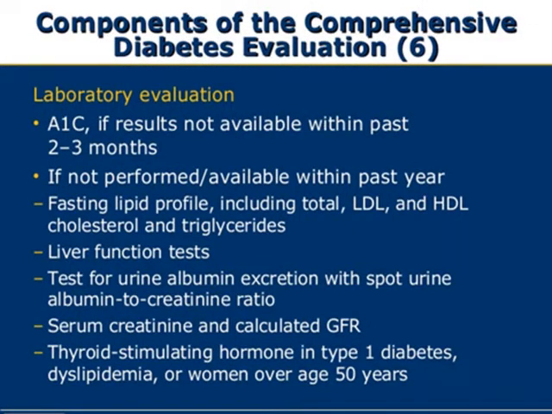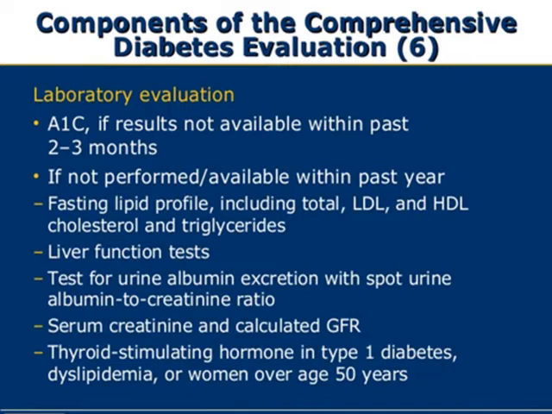The laboratory evaluation for patients with diabetes, the most important one is the HbA1c or A1c or the glycated hemoglobin. If the results are not available within the past 3 months, if not performed or available within the past year, also it is preferred to be done.